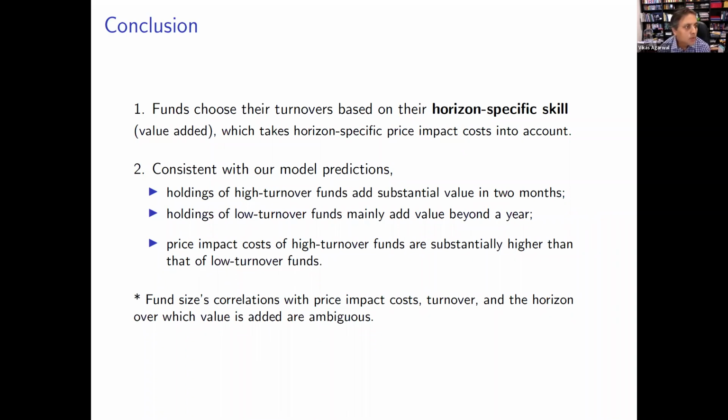So there is one question from Meng Wang here. If I understand it correctly, holdings of low turnover funds mainly add value beyond a year. And the reason why funds would hold those assets for a year instead of buying assets later is that they want to spread the trading cost over the whole year. So his question is, is the saving on trading costs large enough to compensate for potential opportunity cost?